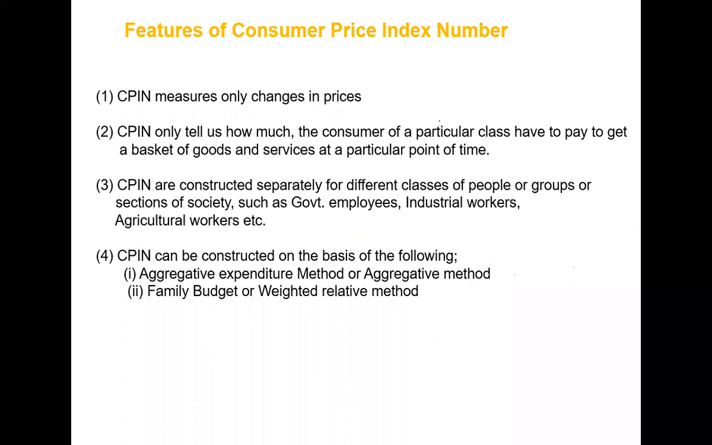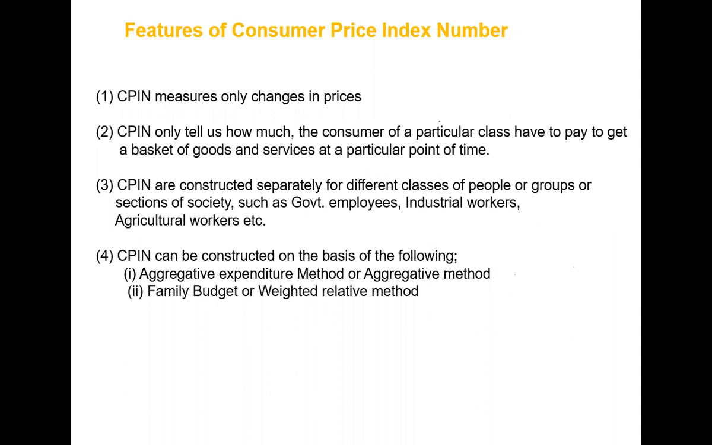It just tells you how the price is changing, the rate at which the price is changing. Good. Now, CPI only tells us how much the consumer of a particular class will have to pay to get the same basket of goods and services at a particular point in time, okay? Good, compared to a base period, right? Good. CPIs are constructed separately for different classes of people or groups or sections of societies.